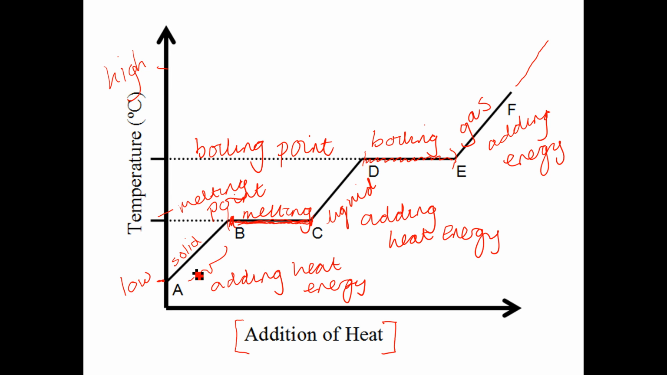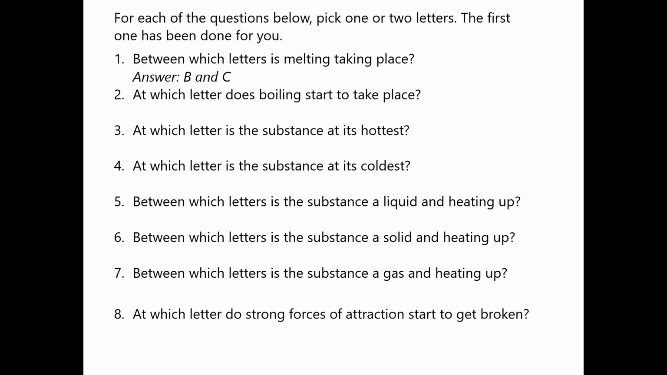We've got letters A, B, C, D, E, F. We've got 2 temperatures noted. The lower one is a melting point, the higher one is a boiling point. So where is it melting? Well, I'm looking for a flat line where the temperature isn't changing, but where it's changing from a solid to a liquid. That's what melting means. So we can see it between points B and C that this is happening. So that's a good answer.